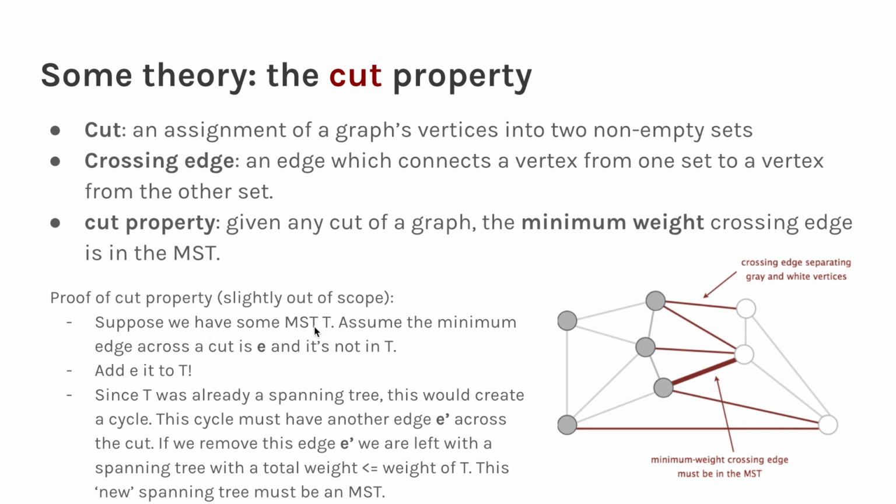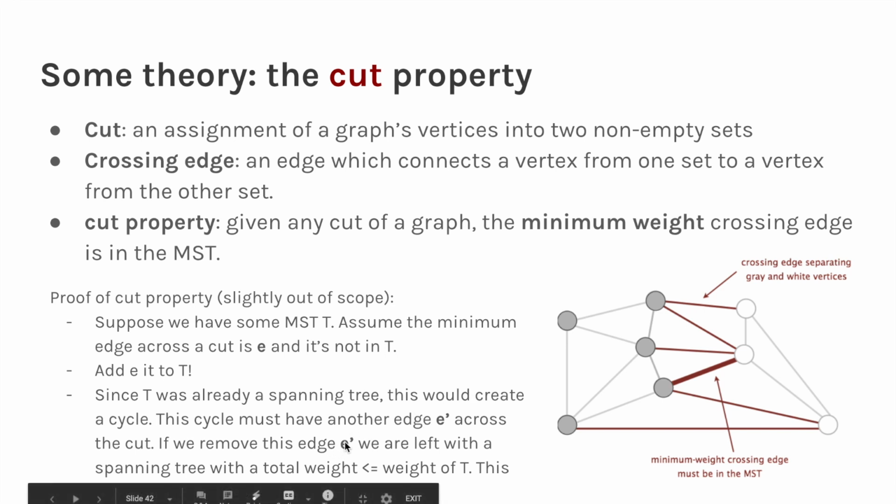So suppose we have some MST T, and assume the minimum edge crossing the cut is E. And we're going to say it's not in T, okay? So we're sort of approaching this from a contradiction standpoint. Okay, so add that minimum crossing edge to T. And since we said T was already a minimum spanning tree, this would create a cycle, right? Because a tree has to have exactly n minus 1 edges. We just added an edge. This cycle must have another edge, E prime, across the cut. Right, so now we have two edges across the cut that created our cycle.